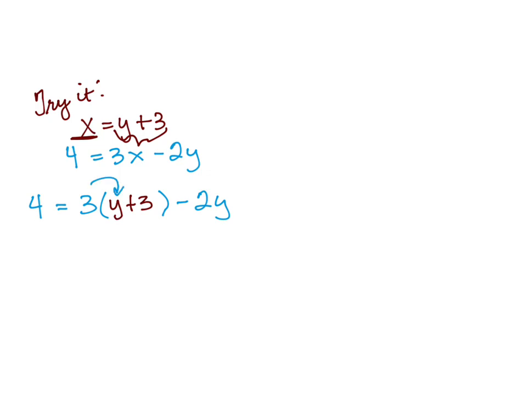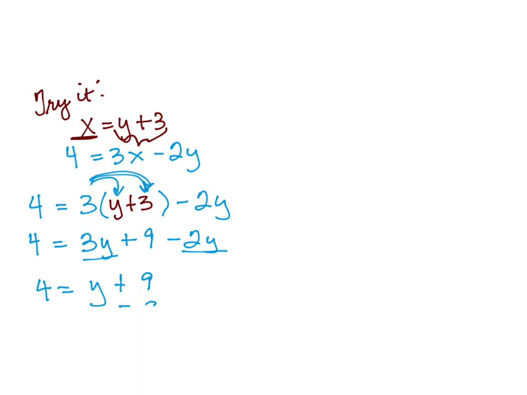So we can distribute here. 4 is equal to 3y plus 9. See, when we have only one variable, we can handle things. 3y minus 2y makes 1y. 4 minus 9? Negative 5 for y.